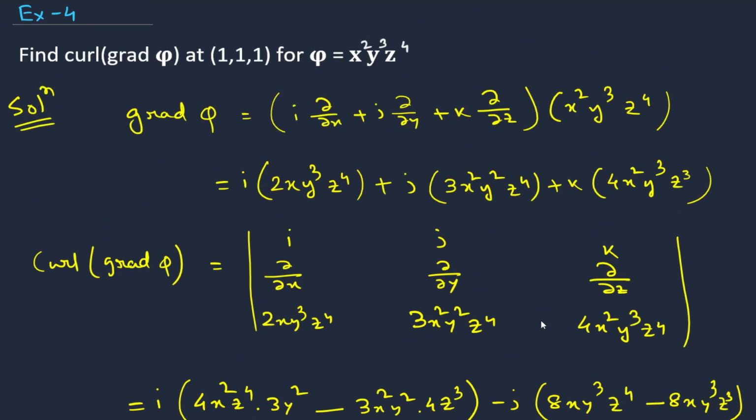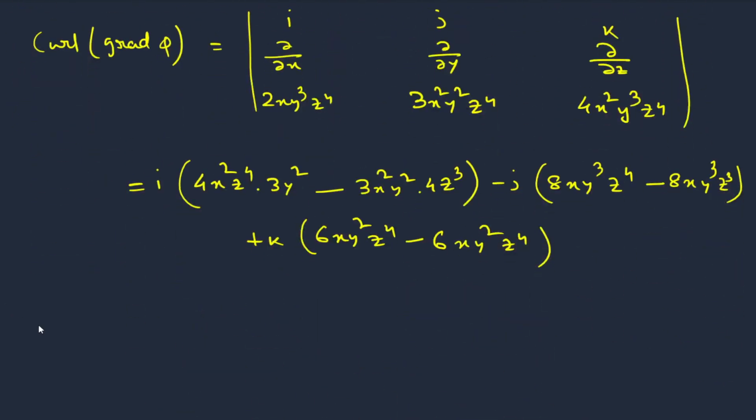Is there any point mentioned? Yes, (1, 1, 1). So you have to do it further. Curl grad phi, at which point? (1, 1, 1). So if you put 1, you see it will be 12 minus 12, so it will become 0. If we put 1 here, in each and every term, it's 8 minus 8, 0. This is 6 minus 6, 0. So again, we have 0 bar.